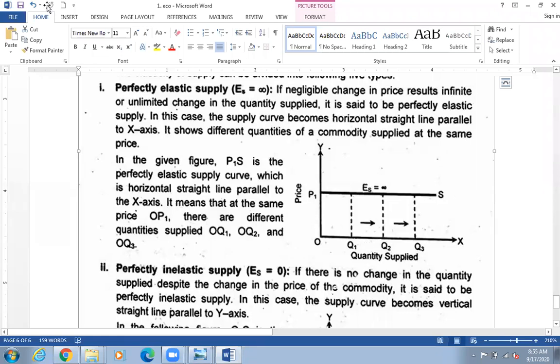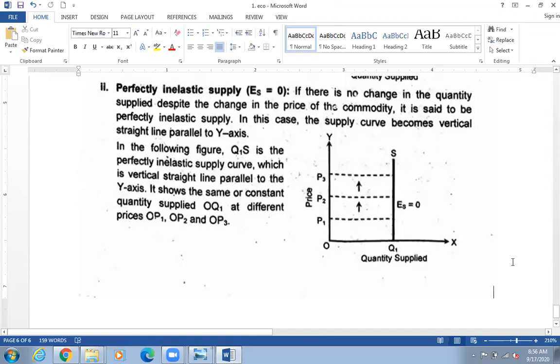Which is denoted as ES. It is supply, whereas for demand it was D. So it is S for supply. Elasticity of supply is equal to infinity. Infinity means it is very much, a huge amount of supply. I have taught you how to do this explanation, so please do the explanation yourself.